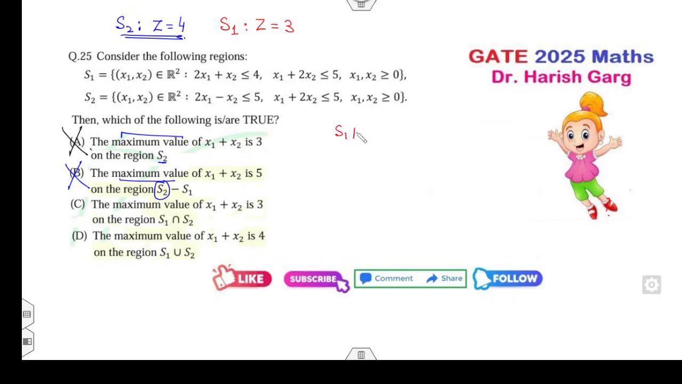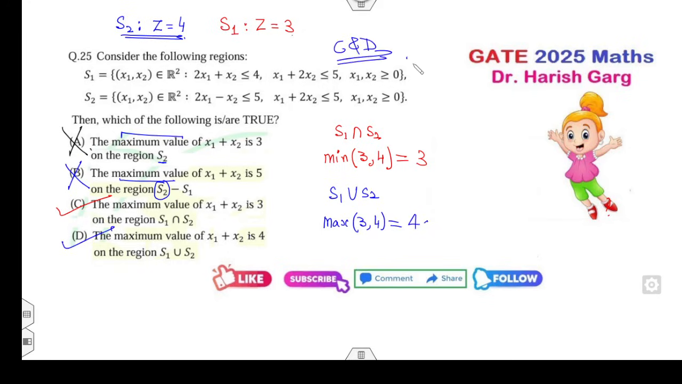Then your target is to find the intersection. Intersection means the minimum of the value of S1 and the minimum of the value of S2. That is 3, satisfied. What is a union? Union will say the maximum value. Maximum value is 3, 4. Maximum value is 4. Yes, it is satisfied. C and D are the right answers.